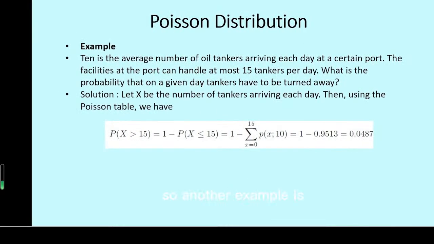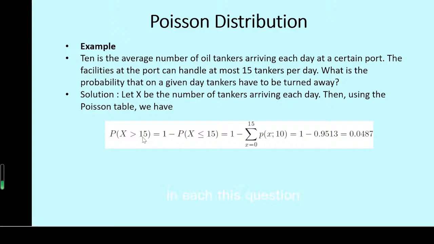So another example: 10 is the average number of oil tankers arriving each day at a certain port. The facilities at the port can handle at most 15 tankers per day. So what is the probability that on a given day, tankers have to be turned away? So the solution is, if we let x be the number of tankers arriving each day, using the Poisson table, we can calculate the probability.